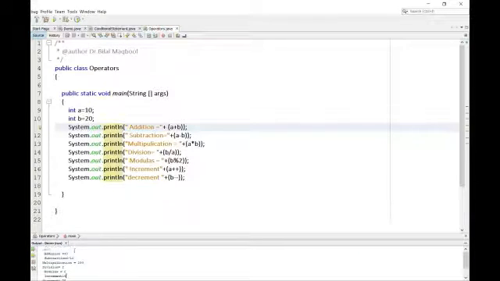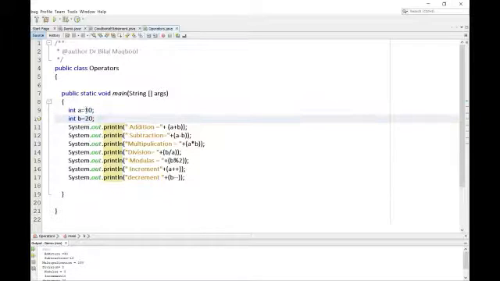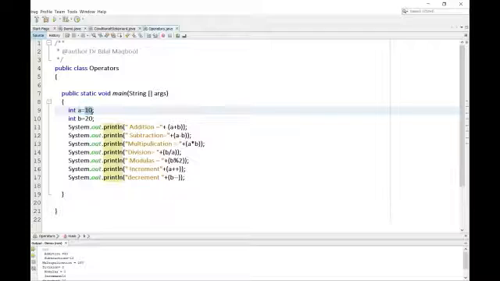See, it shows us addition is equivalent to 30. So obviously 10 plus 20 equals 30. Subtraction is equivalent to 20 because we have told the compiler that a minus b is 10, b is minus 20, so it will become 10 minus 10. So multiplication is equivalent to 200, so 20 multiplied by 10 is obviously 200.